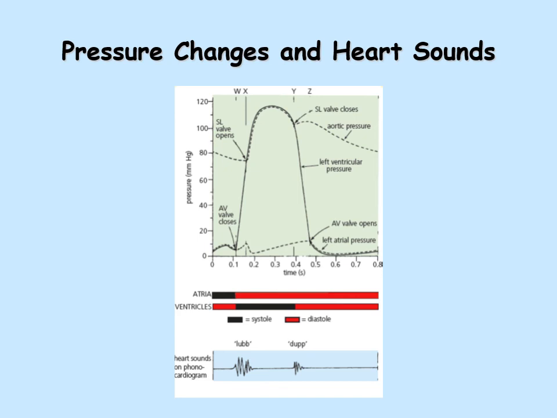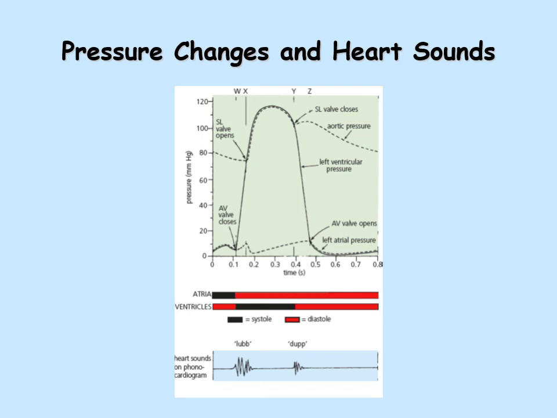And from 0.4 seconds to 0.8 seconds, that is when all of the heart chambers are relaxed. So atrial and ventricular diastole is occurring. The bottom diagram is showing you the heart sounds on a phonocardiogram, and it's showing you the two sounds that are made when your heart beats. So the classic two sounds are referred to as lub dup. That's the name of the heartbeat. Lub dup, that's the two sounds. And the reason why they occur is due to the valves closing.